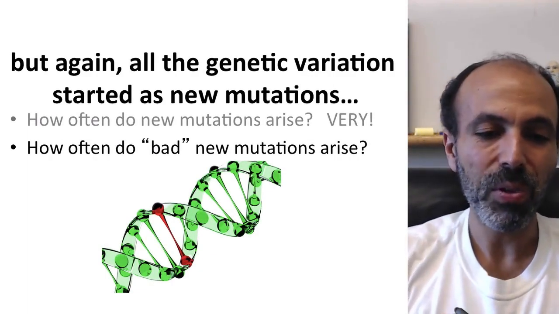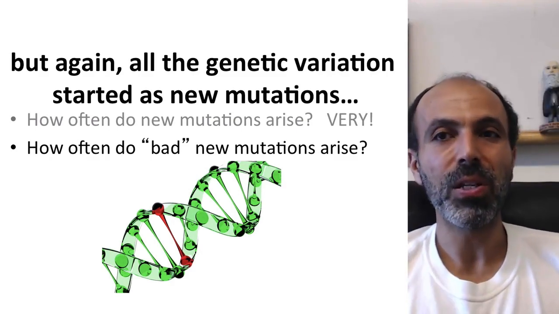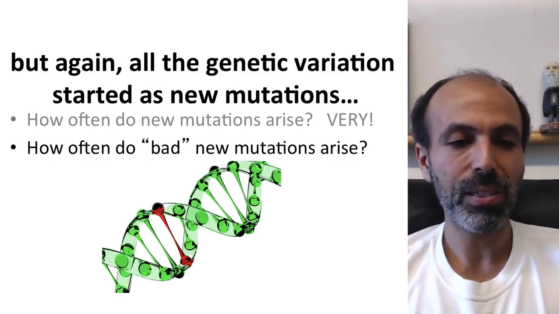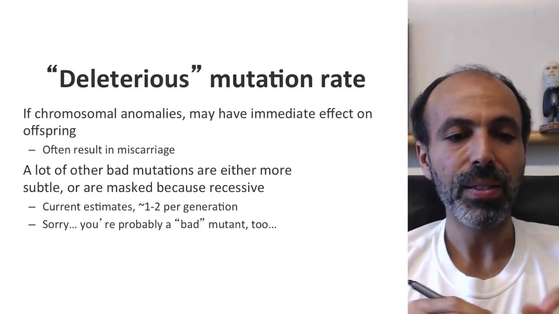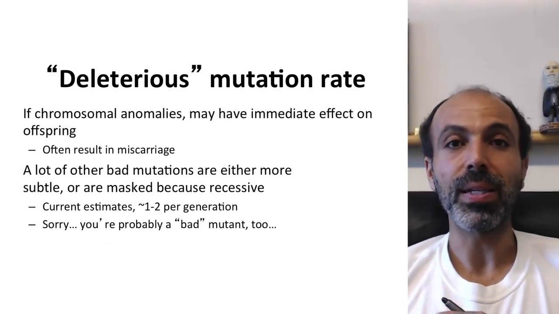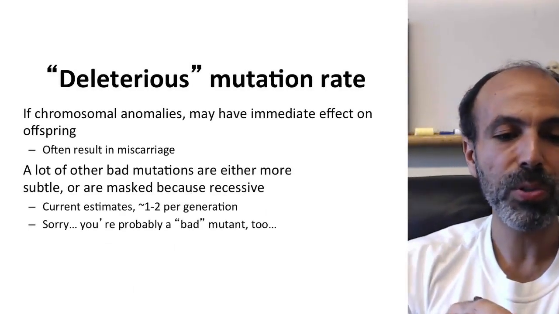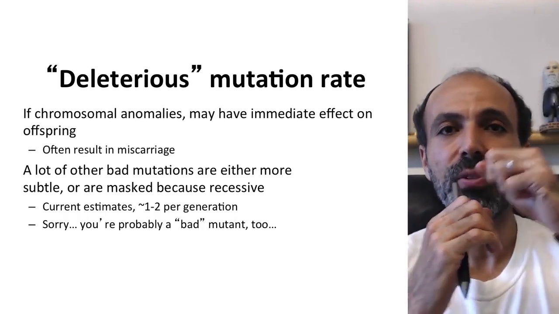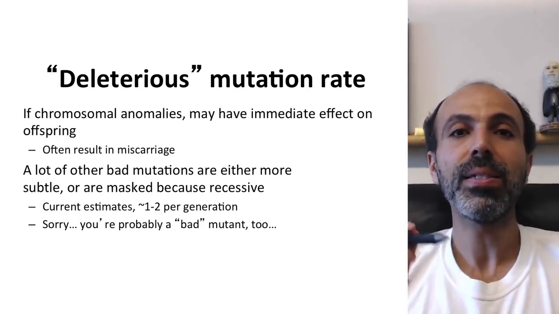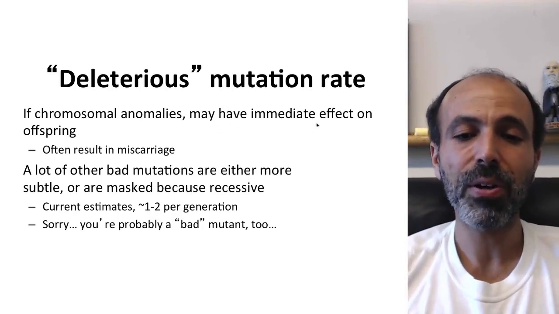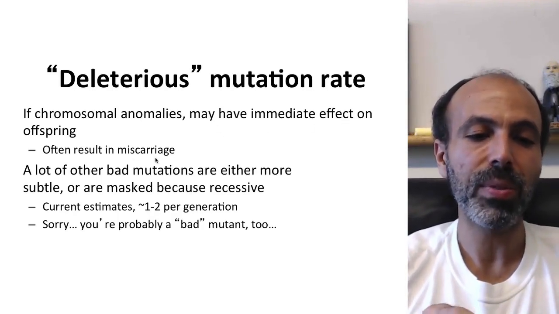Now, the tougher question is, how often do bad new mutations arise? Well, there have been estimates of this as well. The deleterious mutation rate is, again, fairly high. Now, if you look at chromosomal anomalies, things like severe chromosomal disruptions, these happen quite a bit, and they probably have a very immediate effect on offspring and result in miscarriage.